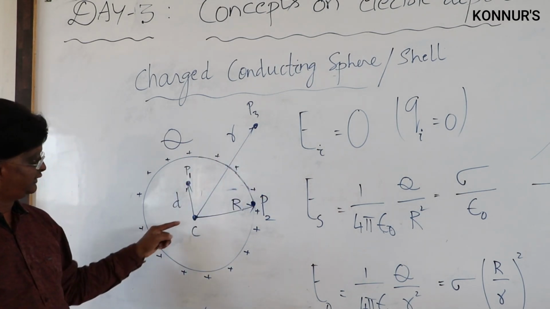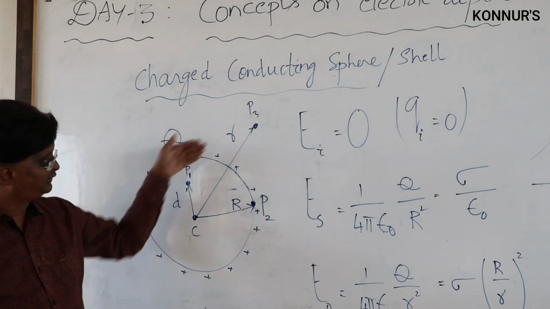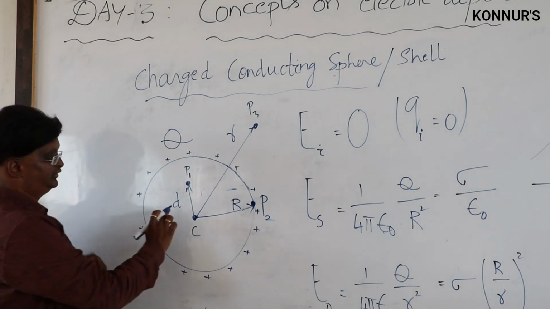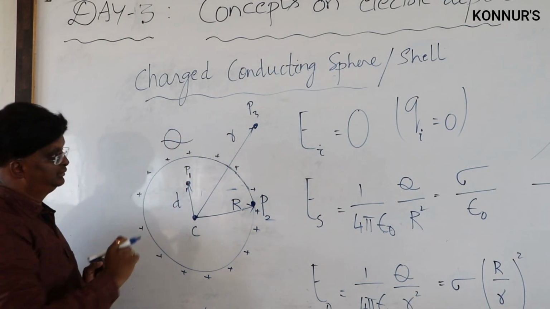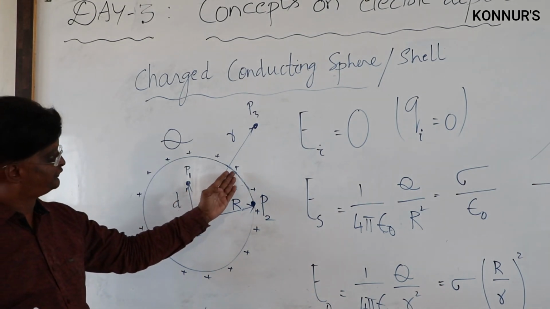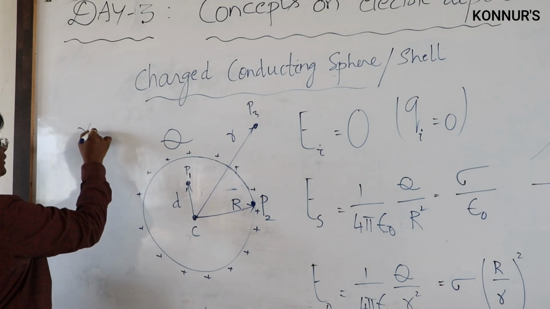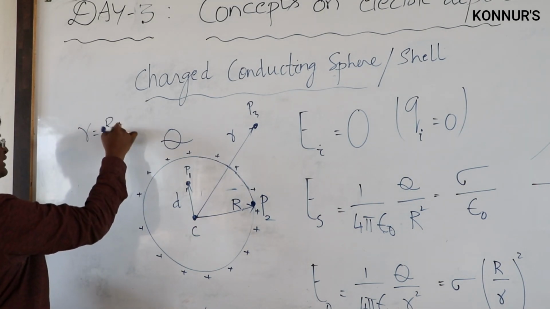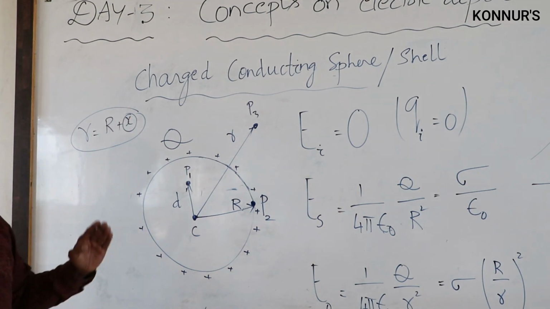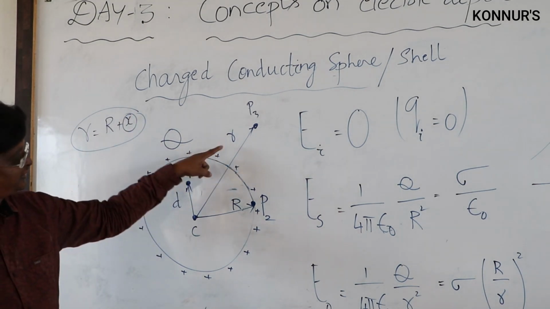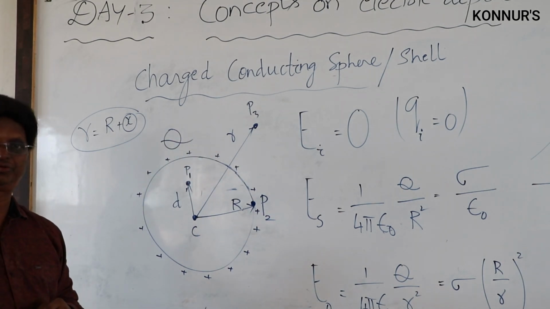Now, in all the cases, the distances are always taken from the center, whether it is P1 or P3. The distance that I have shown, r or R, is always from the center. Supposing you are given a distance from the surface, then you have to take small r equal to capital R plus x, whatever is given from the surface. So make sure all these distances are from the center, and in the given example, please make sure of that.